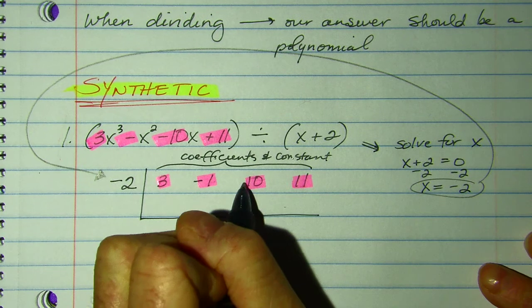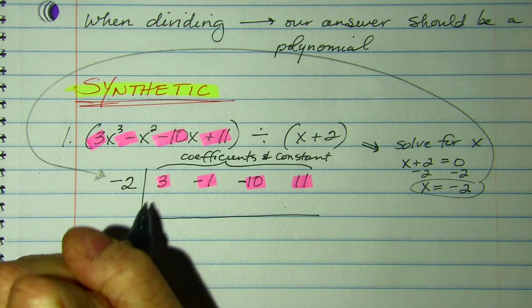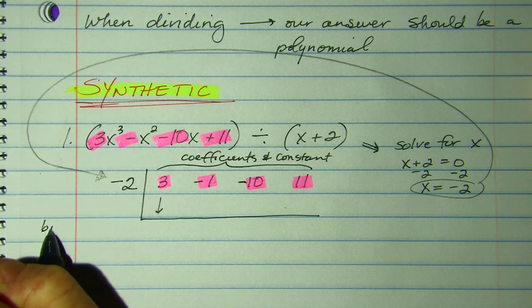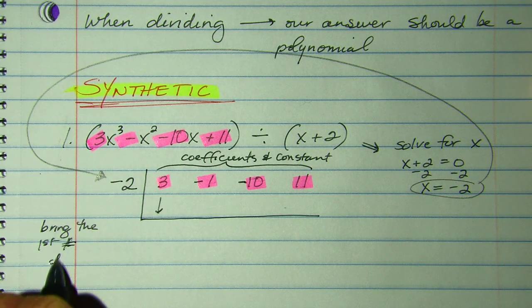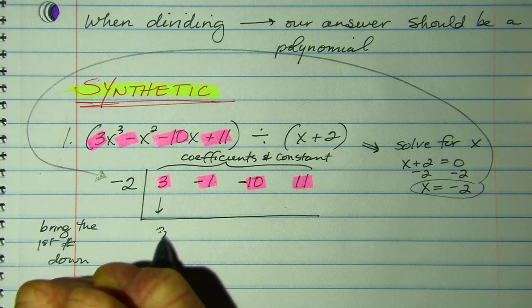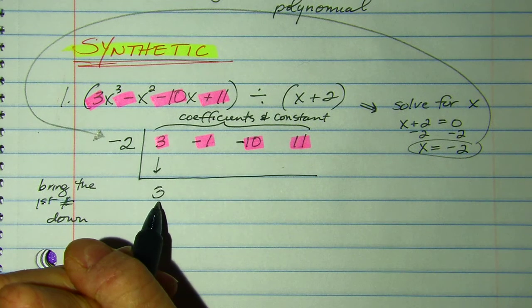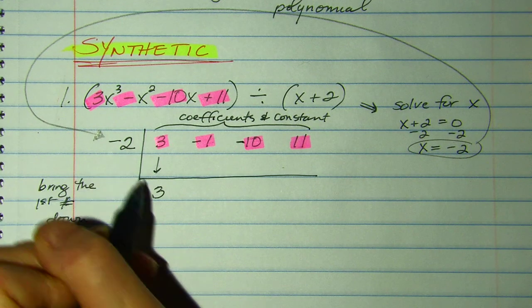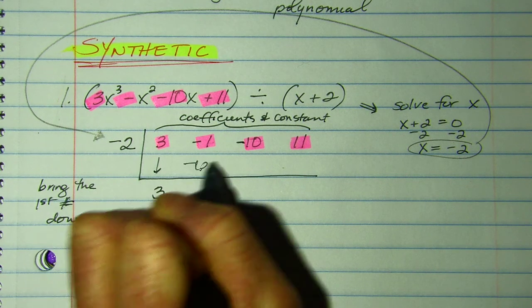Notice I got to bring down that negative 10. It's often forgotten, but you have to bring down the correct sign. Hopefully you're paying attention here because this is a pattern. First things first, bring the first number down. So I'm going to bring the 3 down. Now I'm going to multiply the number below times the number out here. So 3 times negative 2 is negative 6. Then I'm going to add to come down.